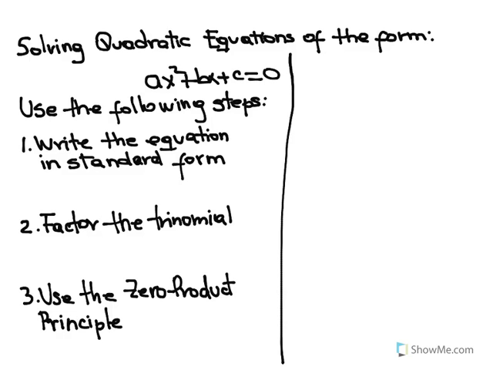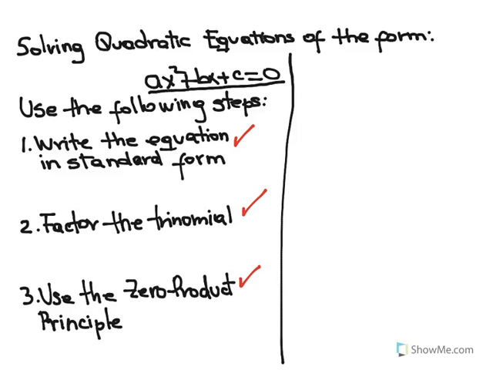Okay, so we are going to learn how to solve quadratic equations of the form ax squared plus bx plus c equals 0. So we're going to use the following steps, and again we're going to be solving these equations by factoring. Before we solve the equation by factoring, we need to make sure that we write the equation in standard form. We are going to factor the resulting trinomial, and then we're going to use the zero product principle to get the factors.